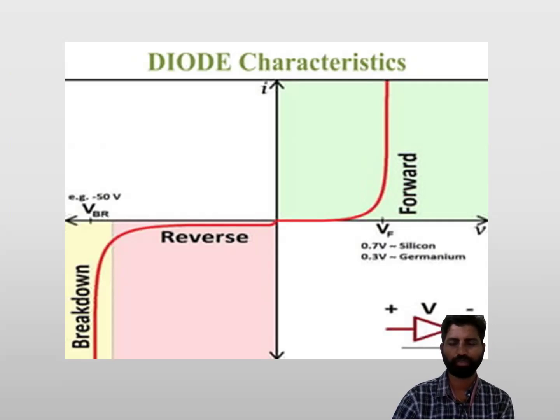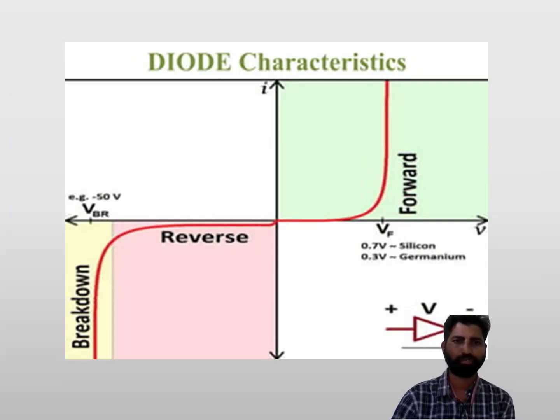Whatever the opposite voltage we are applying, that should be greater than the barrier potential. So once the applied voltage V is greater than the barrier potential, we can see there is a rise of the current. The current will increase as we increase the voltage. So you can see the maximum current is 60.